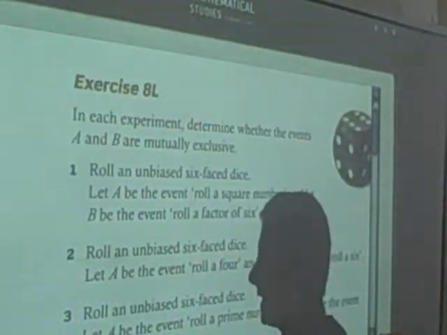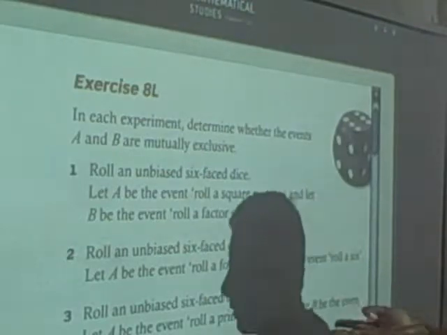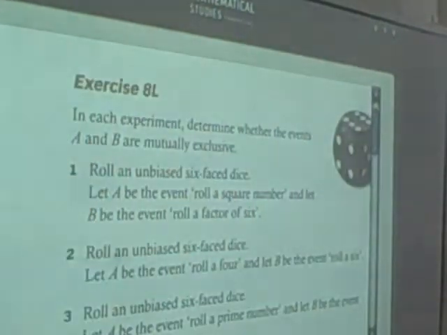So we're going to look at these 3. They all deal with rolling dice, and so we're going to look at the outcomes that come from that.